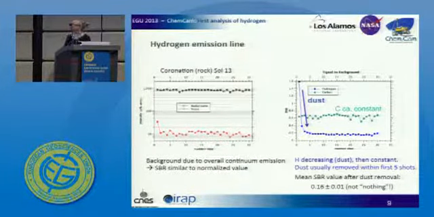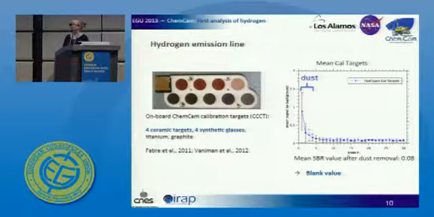After the dust is removed, the values of the hydrogen signal to background are pretty low, but it's not nothing. So there's still some hydrogen in the rock. And to say what is really nothing in terms of signal to background on Mars, we investigated the onboard ChemCam calibration targets. So we have 10 targets on Mars, 4 ceramic targets, 4 synthetic glasses, titanium and graphite.